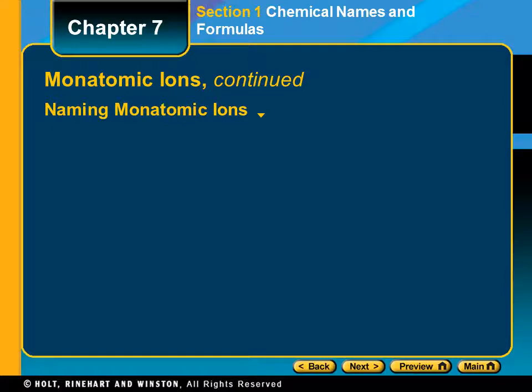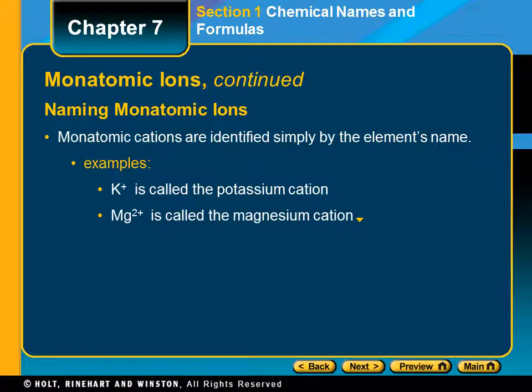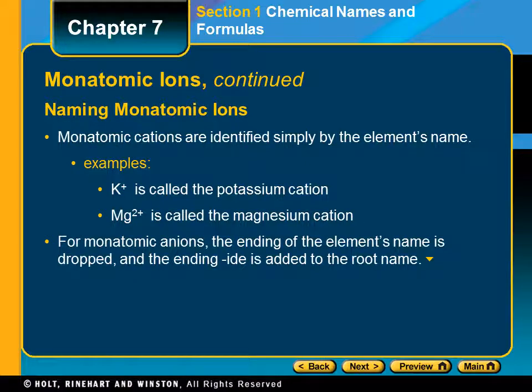So how do we name monatomic ions? There are actually rules for this, and you're going to need to at least start to comprehend these rules and apply them to questions. The cations are identified simply by the element's name. So the potassium ion is basically called potassium cation. Magnesium, magnesium cation.